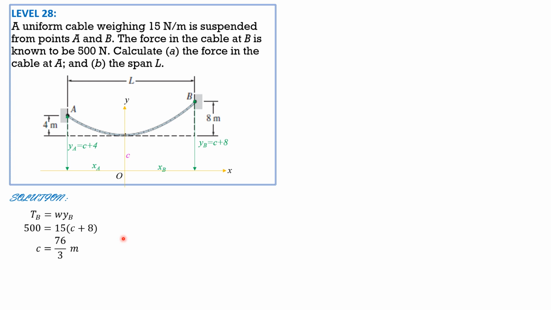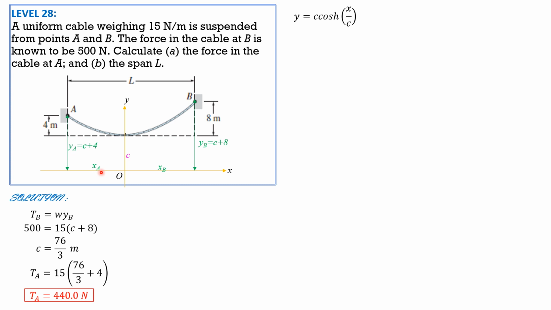Then the tension at A can now be found. The force in the cable at A, tension at A, is equal to W times C plus 4, which is 15 times C plus 4. So tension at A is equal to 440 newtons. Having found the tension at A, we then use Y equals C cosh of X over C.